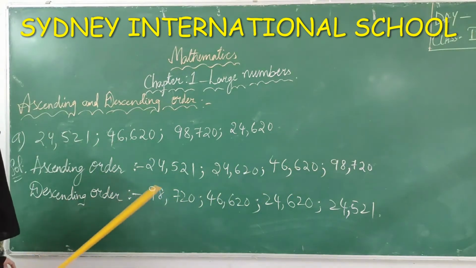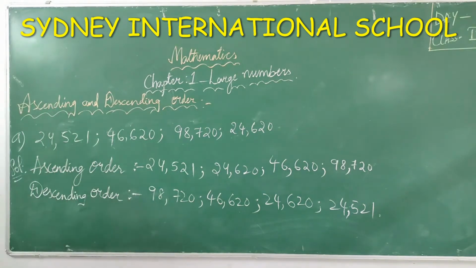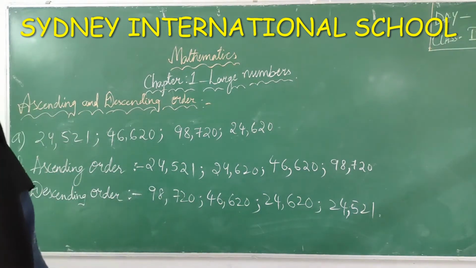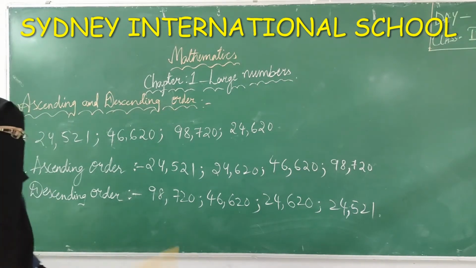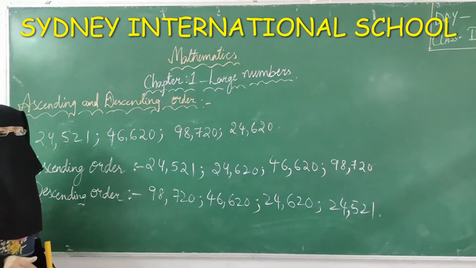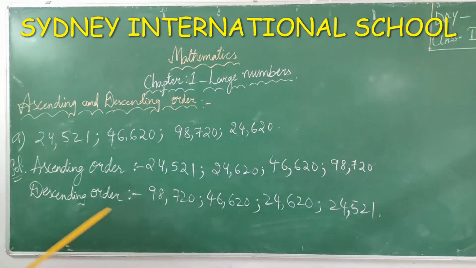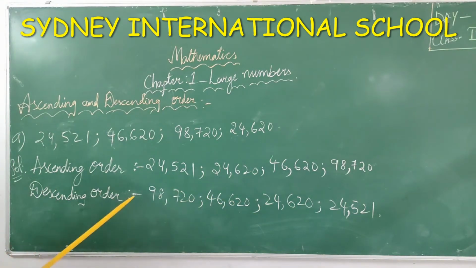In ascending order, we arrange the numbers from small to big. In descending order, we arrange the numbers from big to small. Remember the stairs example. When we are climbing up the stairs from the ground floor to the first floor, we will climb the first stair, then come to the 10th stair. Similarly, when we are going from the first floor to the ground floor, we will climb down the 10th stair, then the 9th stair, like that. In descending order, we go from big to small.